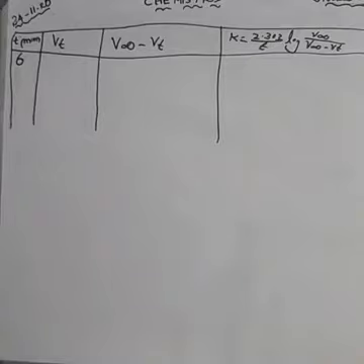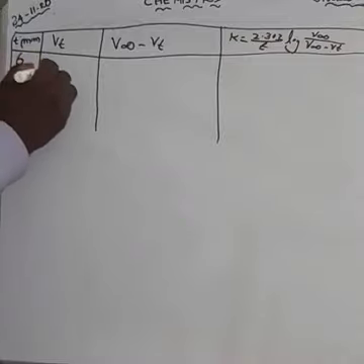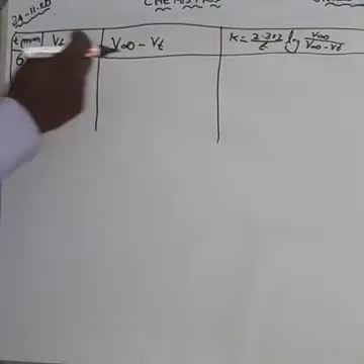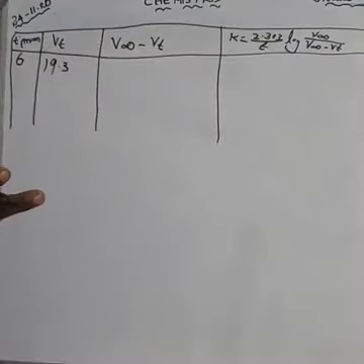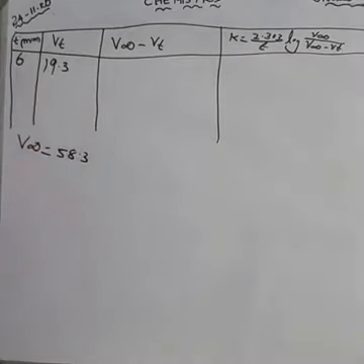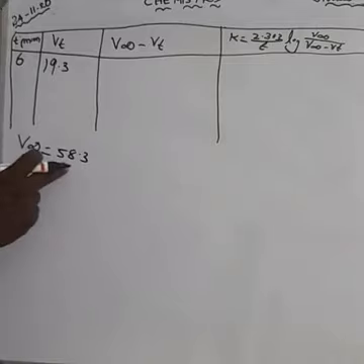Here, volume of nitrogen in ml. That is for the 6 minutes. The volume of nitrogen which is 19.3. As per the tabular column, this is the 19.3. Next about V infinity minus Vt. V infinity means the last value in the tabular column. V infinity is equal to 58.3. Am I right? V infinity is equal to what? 58.3.